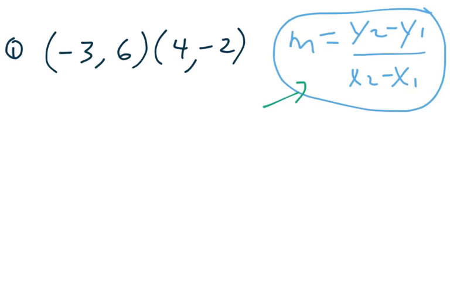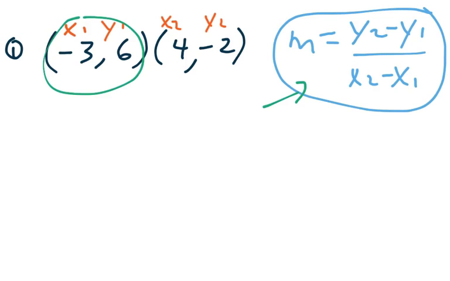So using the formula, if this is point 1, I'm simply going to call negative 3 my x1 and my 6 my y coordinate for point 1. Likewise, the 4 is my x coordinate for point 2. And a negative 2 is my y2. And it's just a matter of just following the formula. So the slope equals, and I almost forgot. You know what? Pause the video, guys, right now and give it a try.